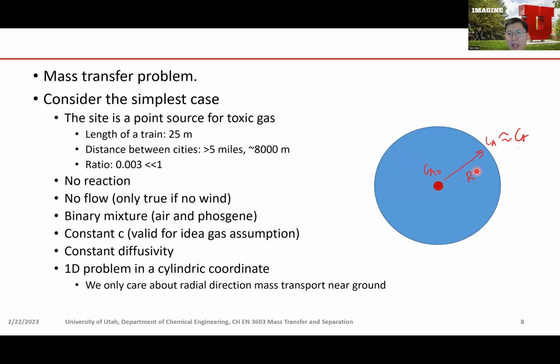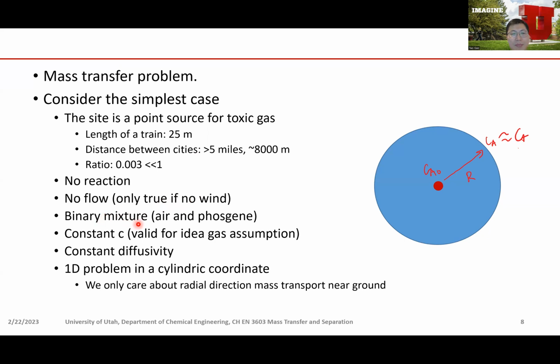And there's no reaction in this region. We also assume there's no flow, which is only true if there's no wind. That's the simplest case we can solve by hand, so we will study that. In a real situation, there's always going to be wind, and then you have to use a computer to solve this problem numerically. But conceptually, let's just consider the simplest case.